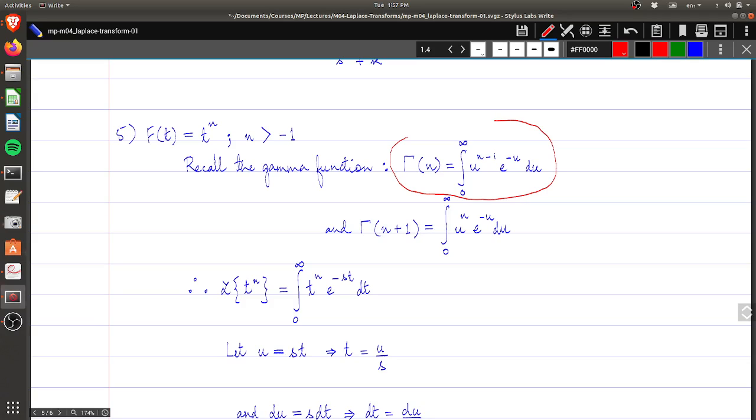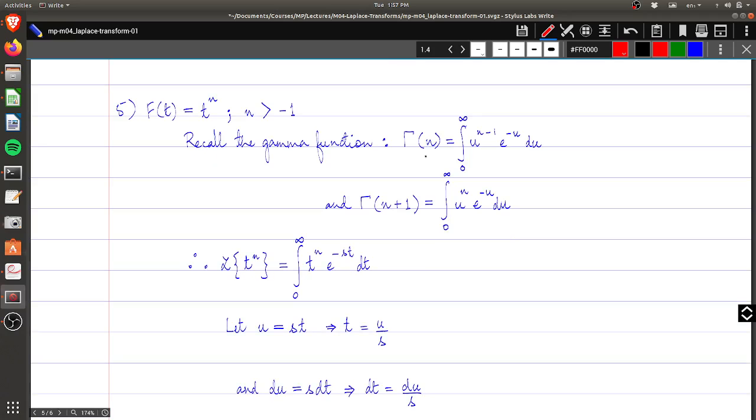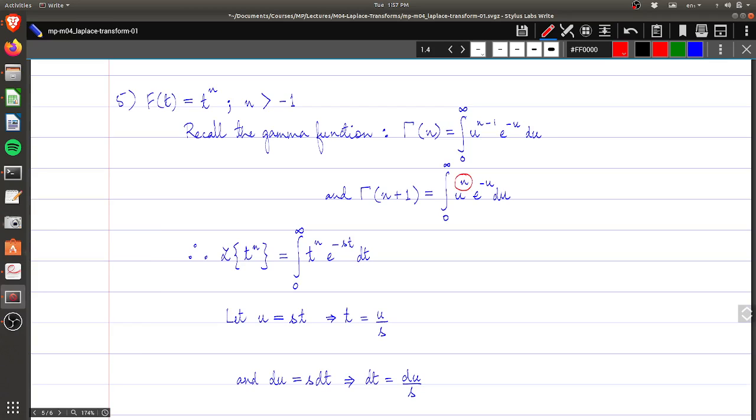So gamma is defined as gamma of n equals the integral from 0 to infinity of u to the power n minus 1 times e to the power minus u du. What is gamma of n plus 1? All you need to do is replace n with n plus 1. The only place where we have n is over here, so it gets replaced with n plus 1. Then n plus 1 minus 1 gives us u to the power n. So gamma of n plus 1 is equal to the integral of u to the power n e to the power minus u du.